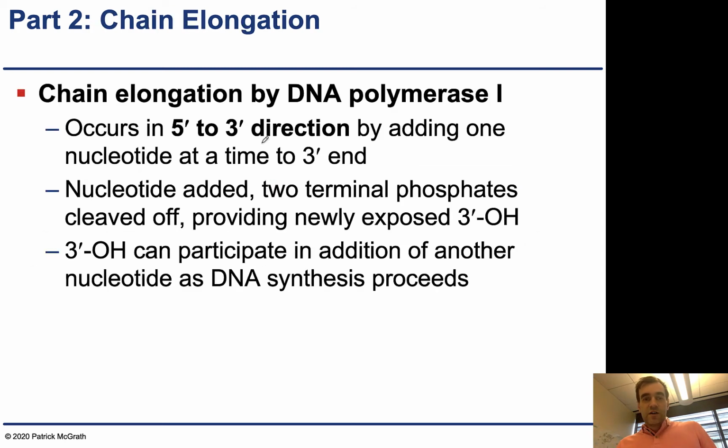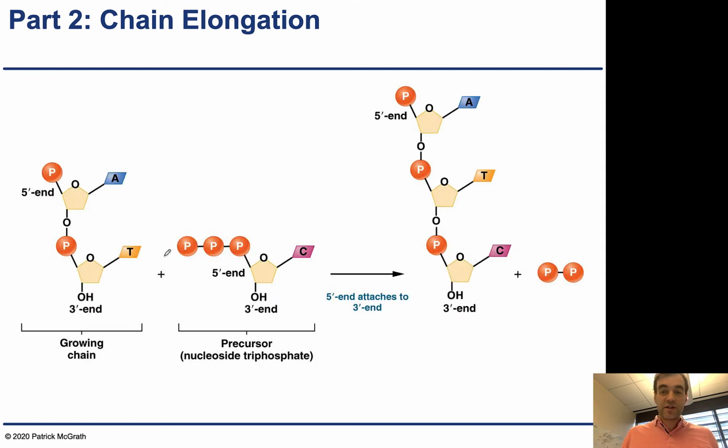So this study showed that the elongation occurs in the 5' to 3' direction, adding 1 nucleotide at a time. So the nucleotide was added, the 2 terminal phosphates were cleaved off, providing a newly exposed 3' OH, and then this 3' OH can participate in addition of another nucleotide as DNA synthesis proceeds. And so what do we mean by this?